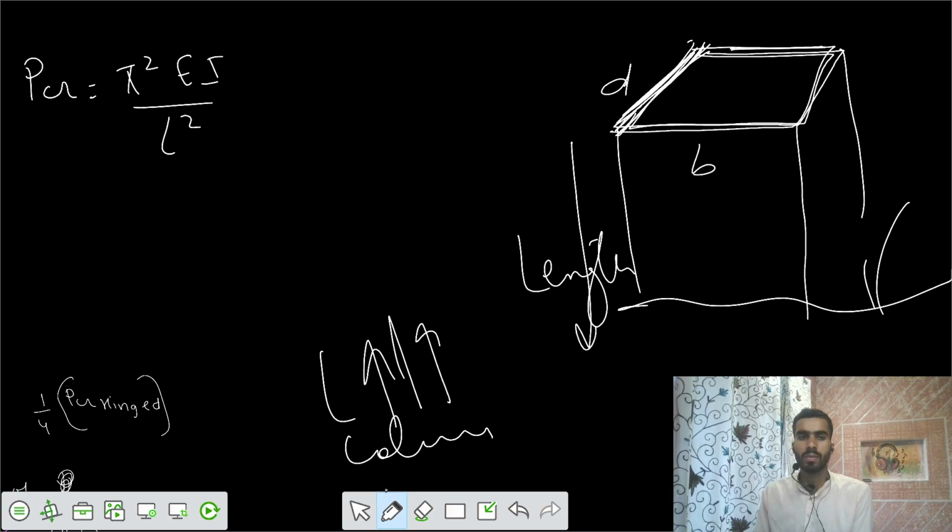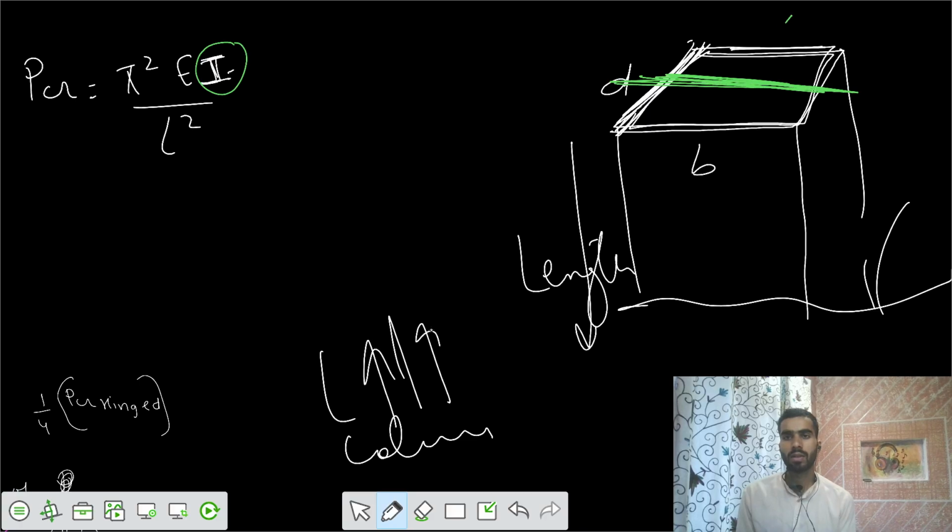So we have this I value. This is the value of moment of inertia of that section. So which value of I should I take here? Because we have two values, we have two neutral axes.